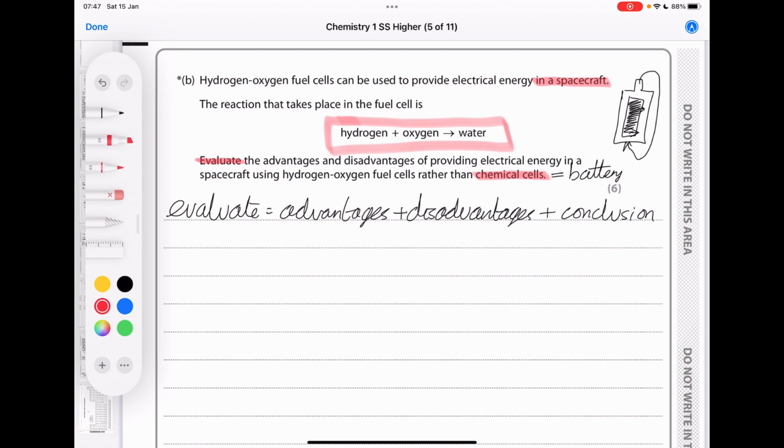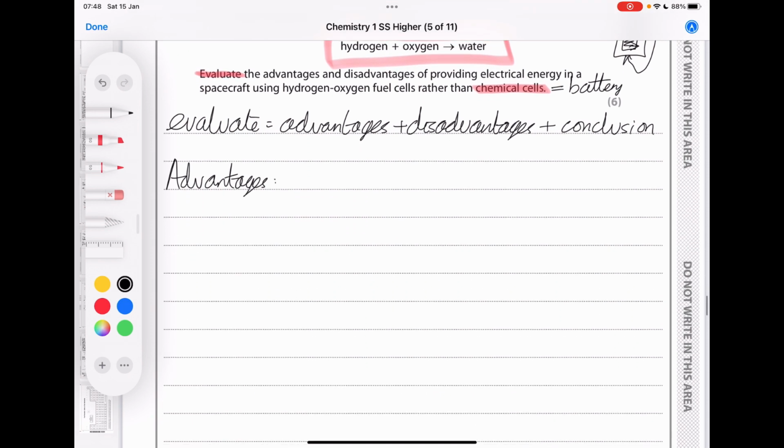With that said, the kind of things we could have put, and you did not need to write all of these, you really didn't, providing you had some advantages and some disadvantages and a conclusion, you could have got all 6 marks with really only about 6 or 7 bullet points in total, including the conclusion. Okay then, what we should have said. First off, advantages of a fuel cell over a chemical cell or batteries.